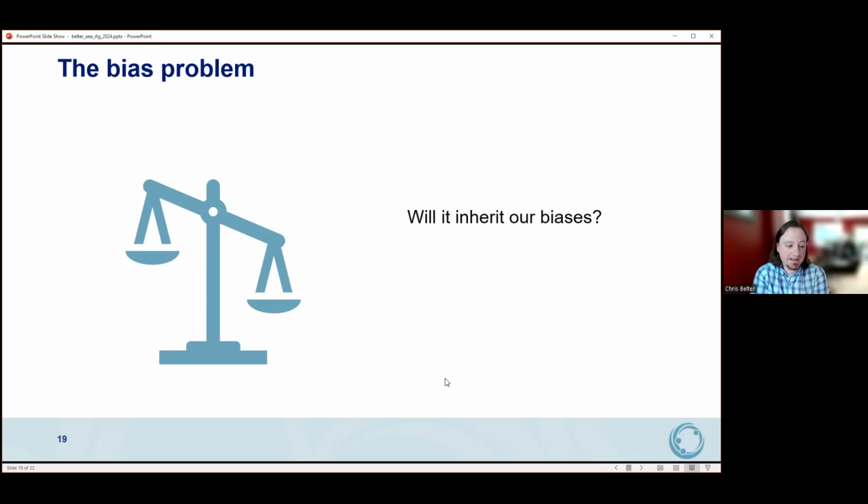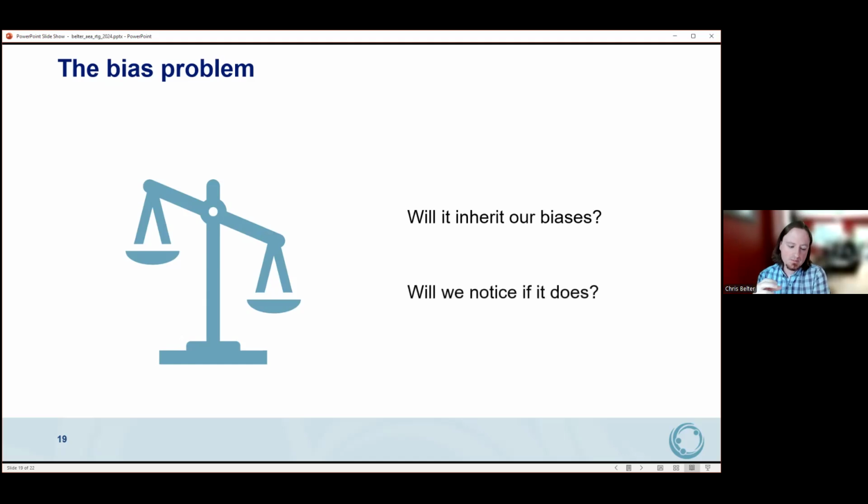One is, will it inherit bias from the scholarly literature or other literature that it's trained on? And I think the answer is probably yes, because most of the literature that it's being trained on is inherently produced by a biased set of authors. So it's going to inherit some of those things.